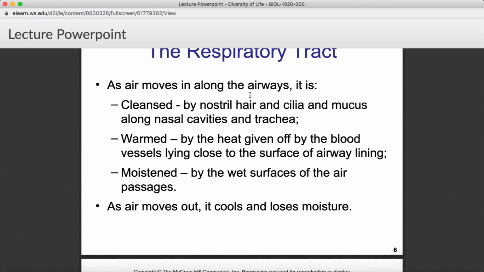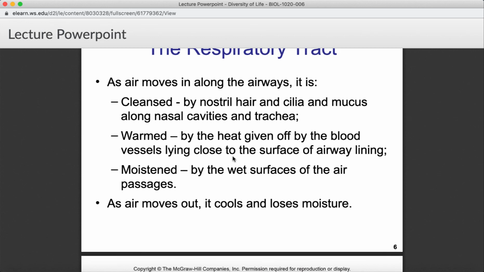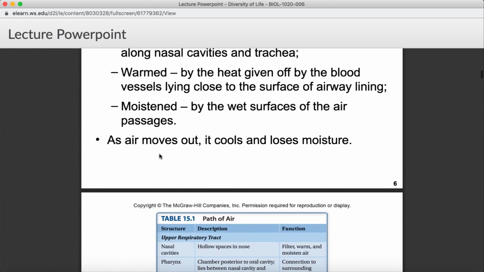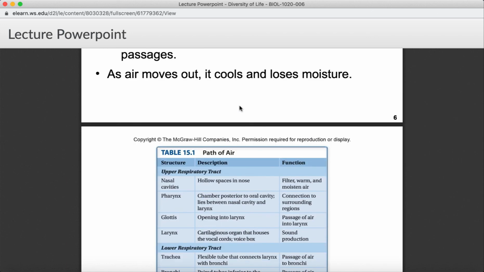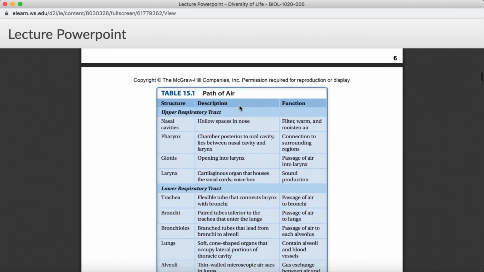As we talked about, as the air moves in, you clean it with the nose hair and cilia. You warm it because of the heat in your body and moisten it for its passage through the wet surfaces and passages. And then as you exhale, it cools and loses moisture, which is why when it's cold outside, you can see your breath. That fog or vapor that you see is water vapor condensing out of your breath because it's significantly warmer than the surrounding air, and hotter air has a higher capacity to hold water.